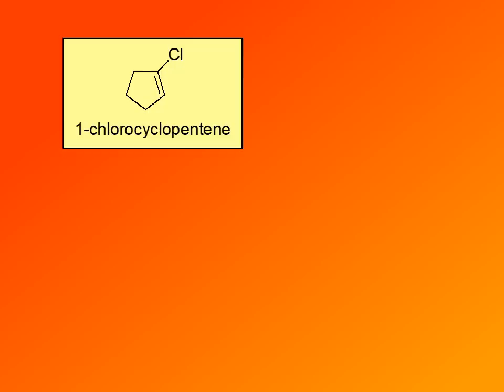First one is 1-chlorocyclopentene. So two carbons of the double bond are given numbers 1 and 2. And either carbon of the double bond could be carbon 1 or 2. But when substituent is present, then carbon that has substituent attached to it is carbon 1. So that's why this is 1-chlorocyclopentene.